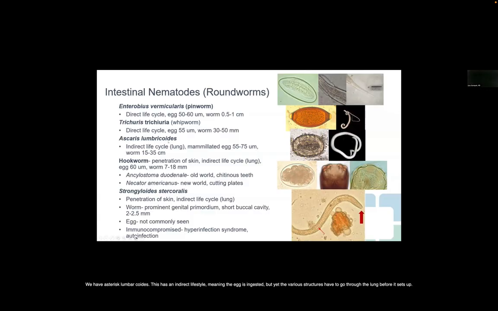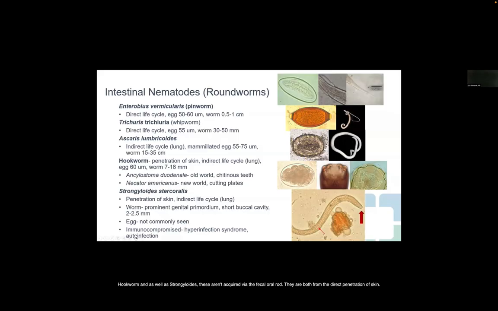We have Ascaris lumbricoides. This has an indirect life cycle, meaning the egg is ingested, but the various structures have to go through the lung before it sets up to ultimately cause infection in the GI tract. These eggs are mammillated, which is shown here, and this is the largest roundworm, which can range in size from 15 to 35 centimeters.